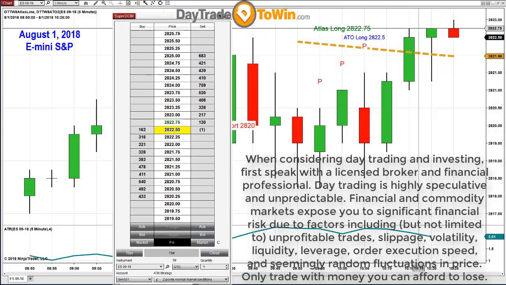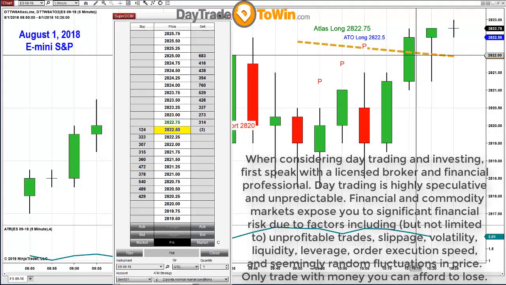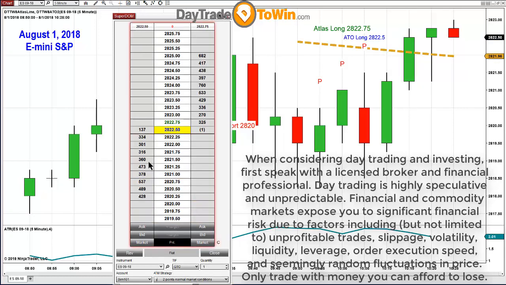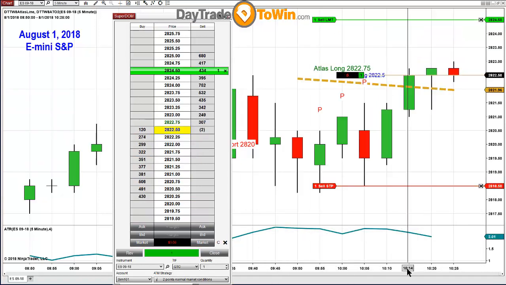Before we begin, the disclaimer on trading: please do not trade with funds you cannot afford to lose. Trading is risky. It's not for everyone. You can lose all your money. You can make a lot of money, and obviously use stops when you trade.